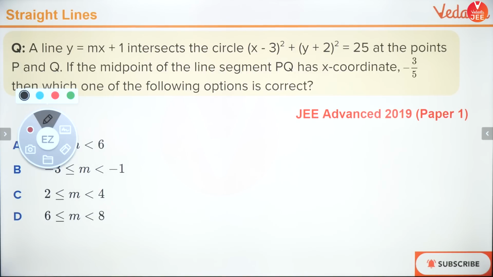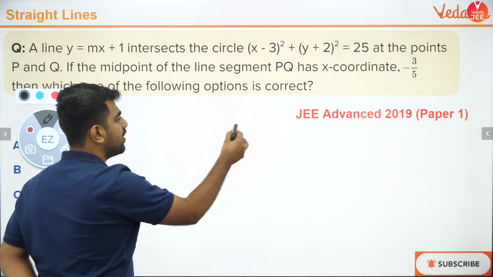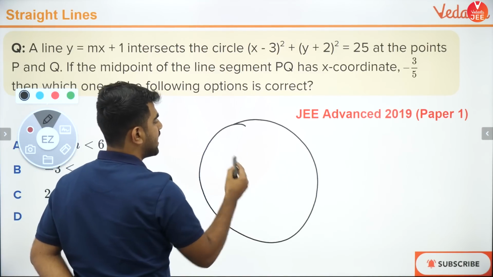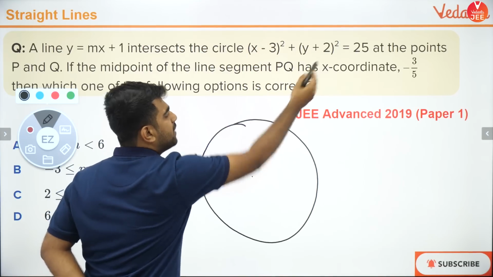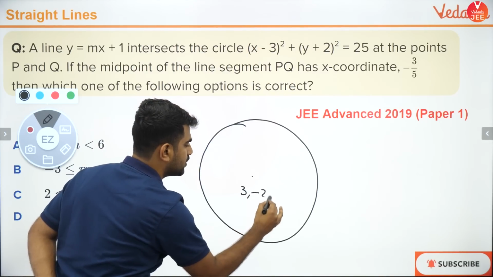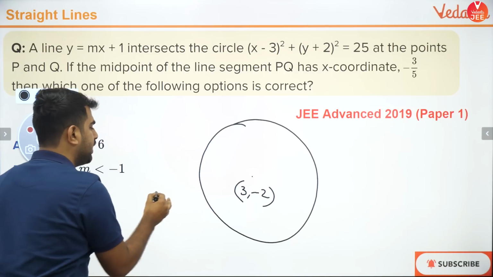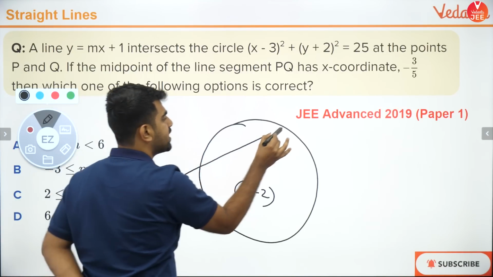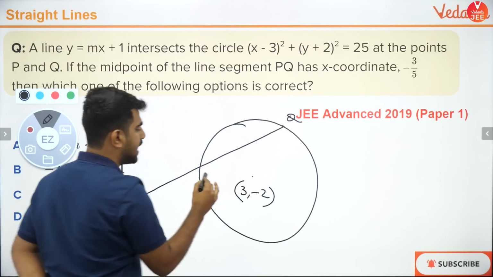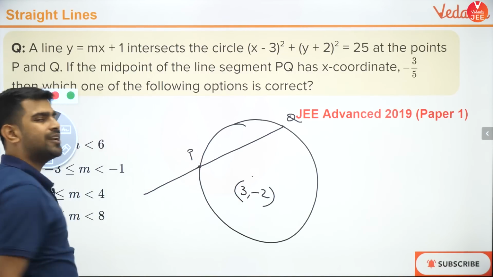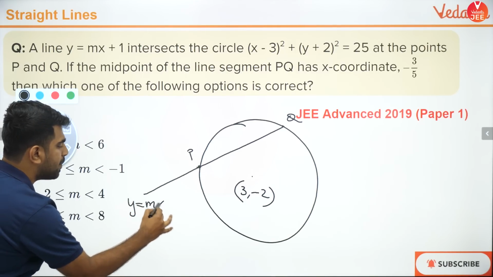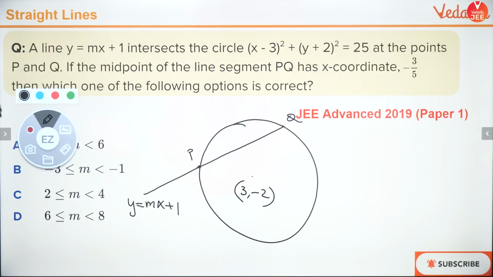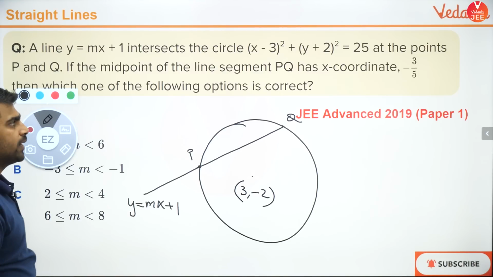Let us get started. So now we have a line and a circle. Let me draw the circle first. Let's draw a nice circle which has its center at 3, minus 2. So the center is 3, minus 2. And there is a line which intersects the circle at 2 points. So this is my Q and this is my P. Do you guys understand that? And what is this line equation? This line equation is y equal to mx plus 1. Now that should be very clear to everyone.